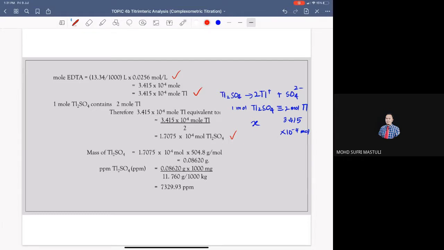For the mass of Tl2SO4, you have to calculate the molecular mass of Tl2SO4, and then multiply it with the mole number, and you can obtain the mass. This mass has to be converted into milligram because ppm is milligram per liter or milligram per kilogram.